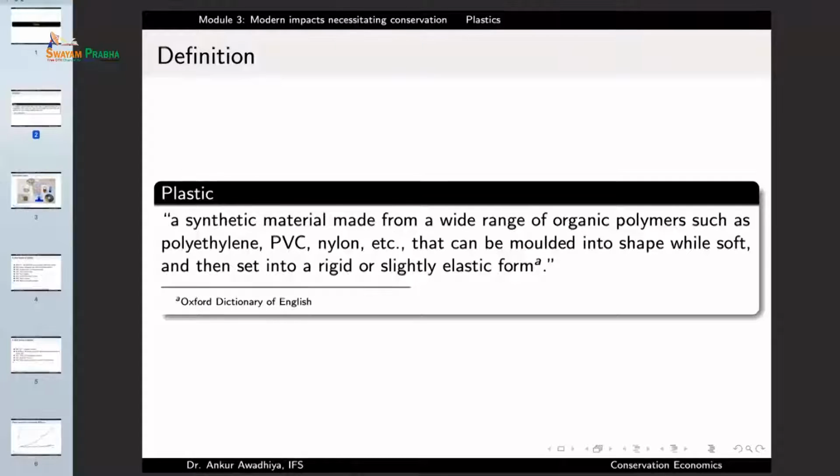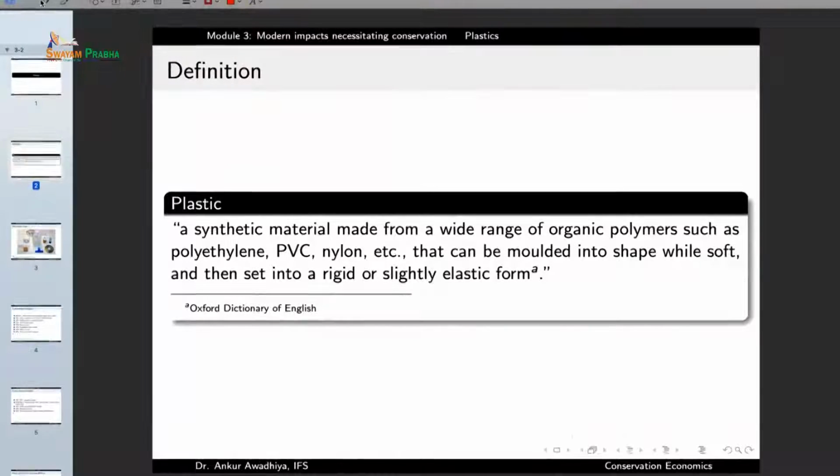So, what are the characteristics of plastics? They are synthetic materials. Synthetic material means that it's a man made material. It is made from a wide range of organic polymers. So, it is not a homogeneous substance, but quite a large variety of chemicals can be formulated into plastics. Good examples are polyethylene, polyvinyl chloride, nylon, and so on.